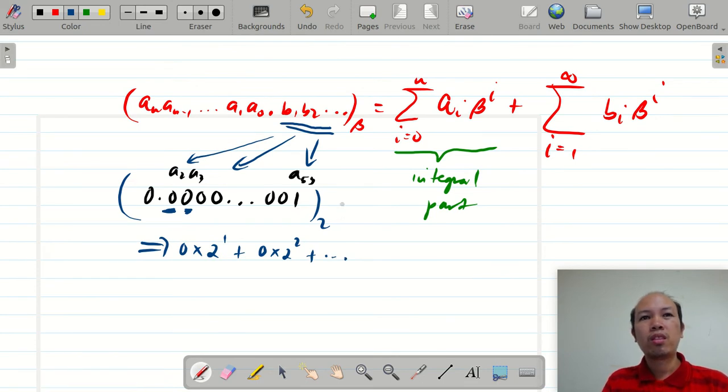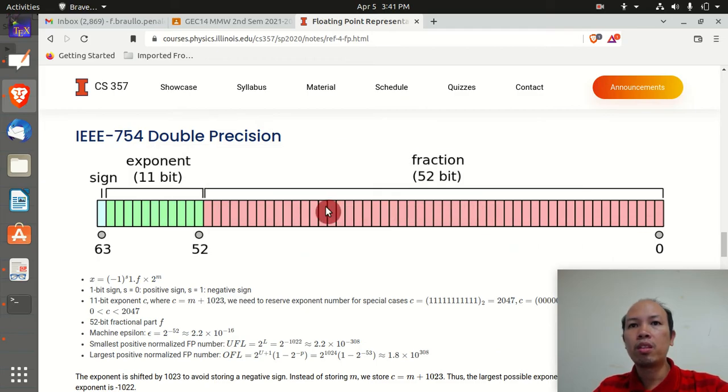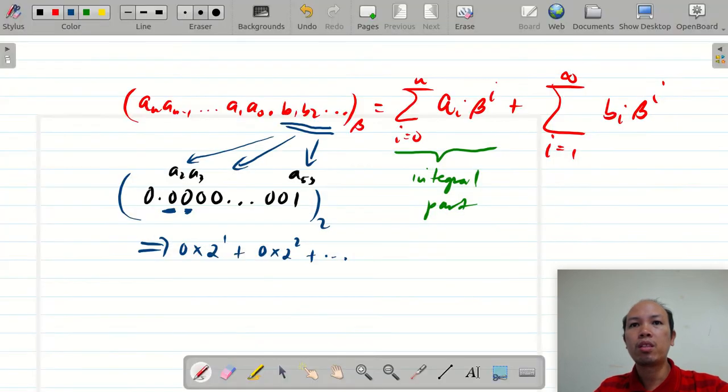Okay, since there are 52 bits all in all, this will end up to 1 times 2 to the 52. I think this is negative, right? This is negative at 1. Okay.